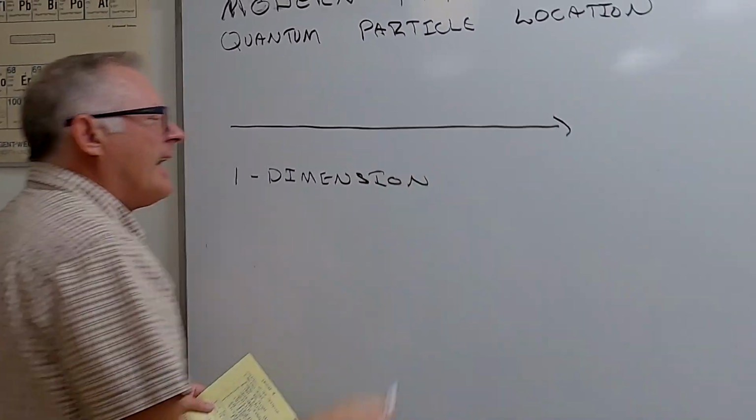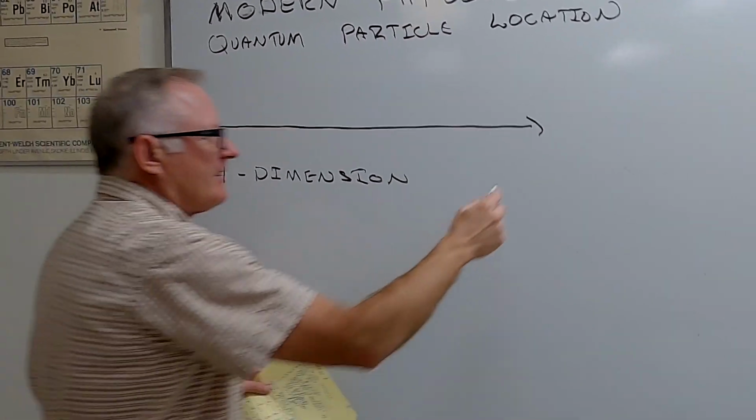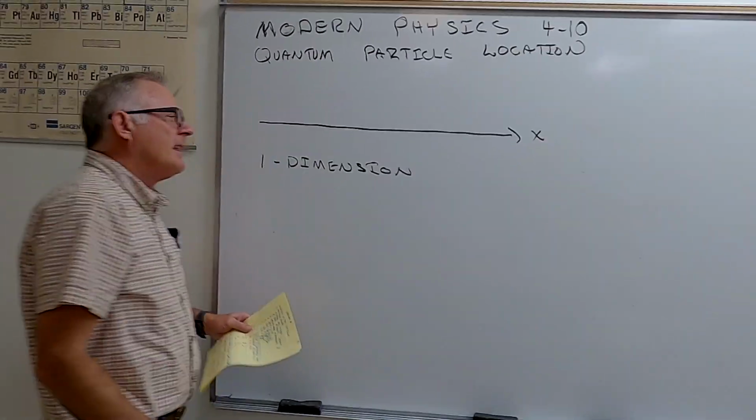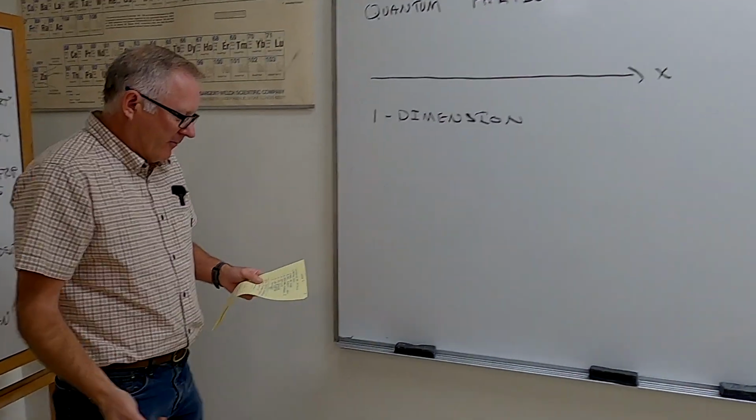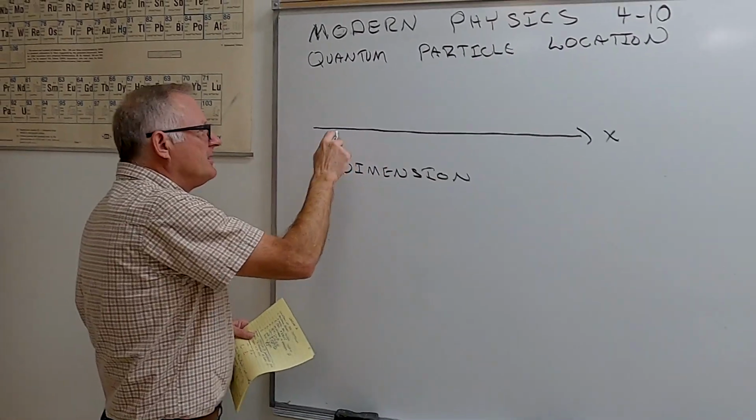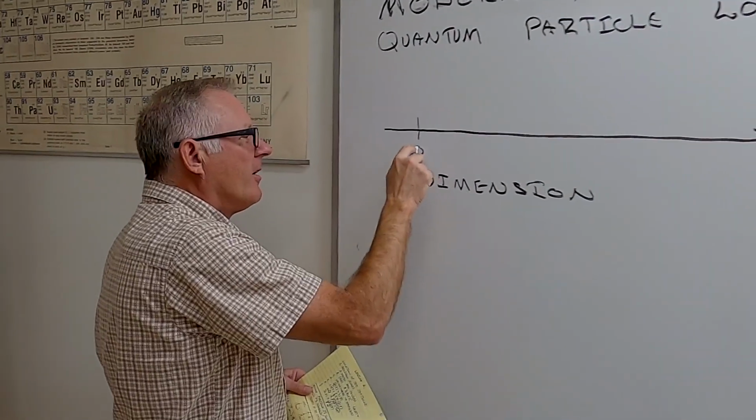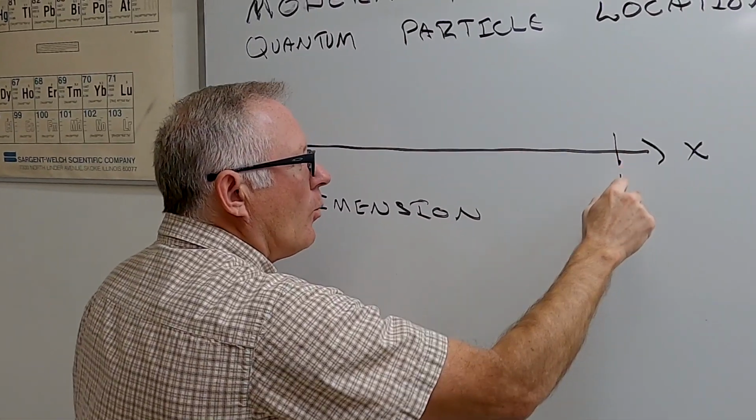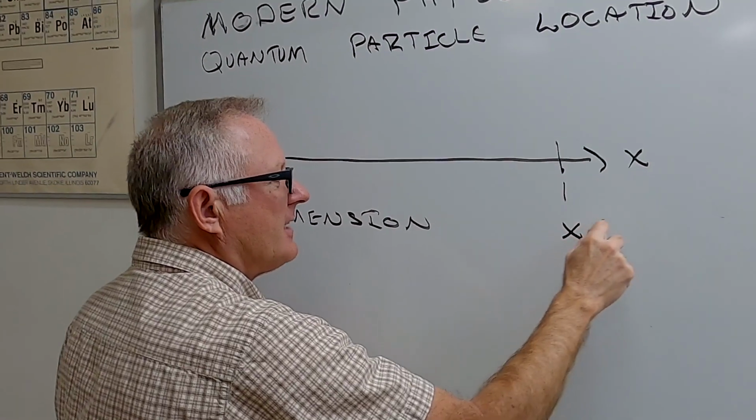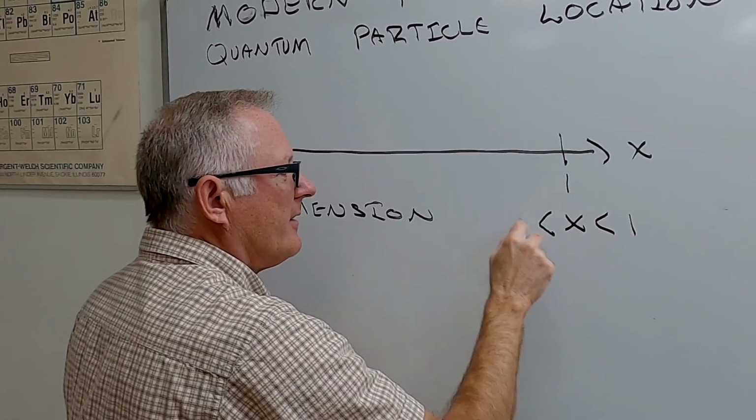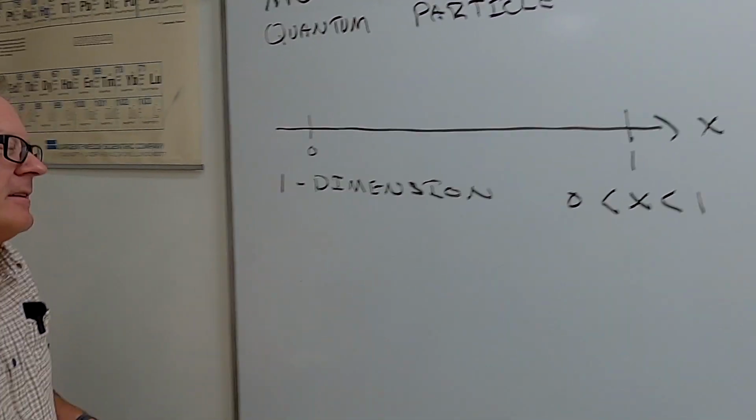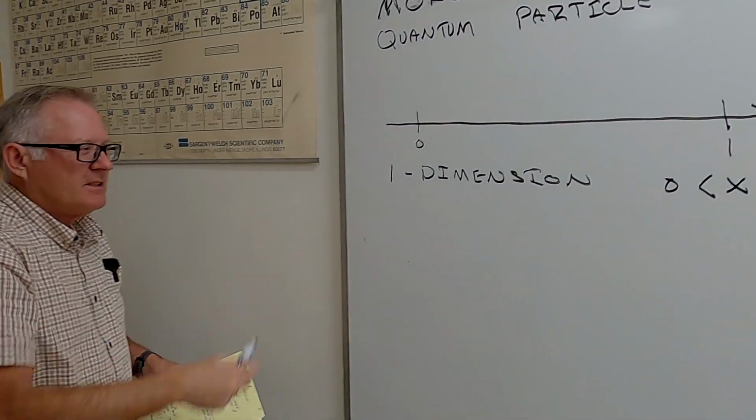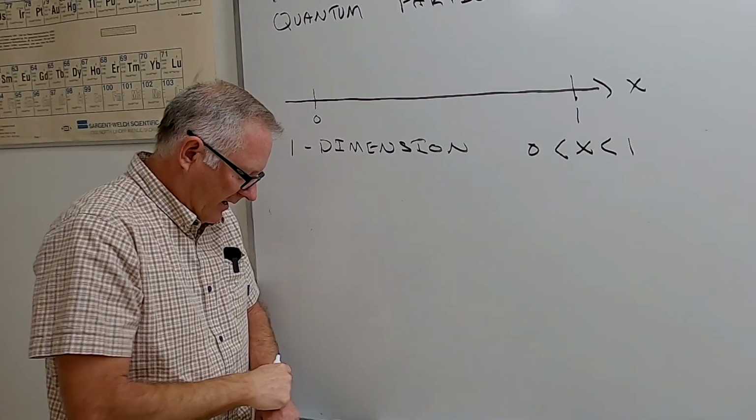Not only that, we'll make it the x direction, and we'll even limit it in the x direction. How about if we say the particle is somewhere between 0 and 1. So x is somewhere less than 1, greater than 0. We could have extended it, but let's just pick it between these two right here.